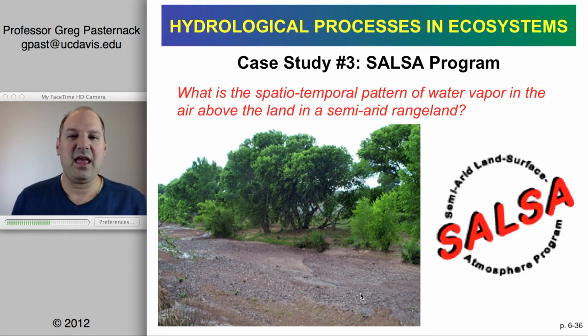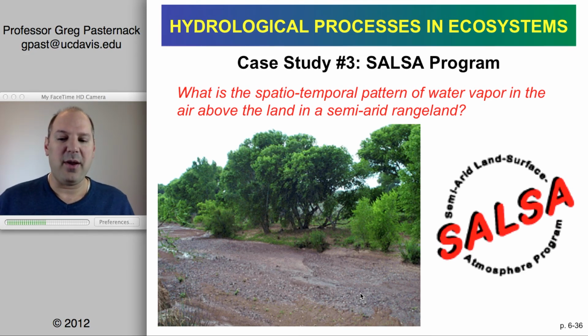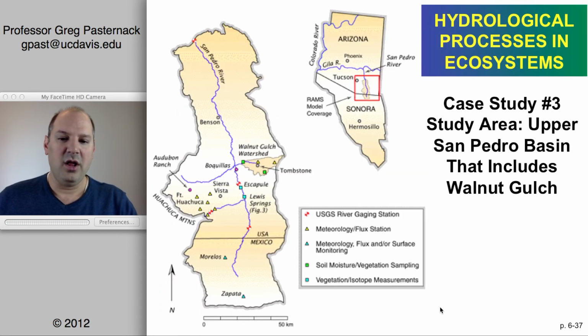Okay, let's start to scale up. The next scale up, we're going to look at a riparian corridor, such as the one shown in this slide. Notice that we're seeing a river channel, and it's pretty dry, which is typical of an arid context. We're interested in seeing, over the course of a day, what is the spatiotemporal pattern of water vapor above the riparian zone along a river.